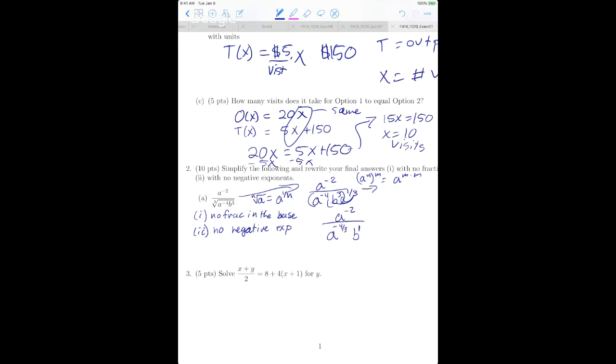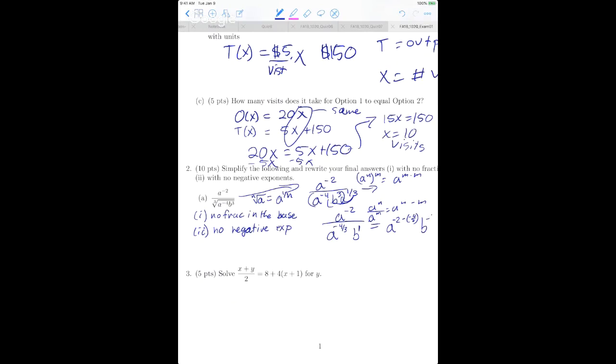Now I'm going to use this guy, right? a to the n divided by a to the m. Let me write that a little bit better for y'all. a to the n divided by a to the m. Well, that's a to the n minus m. Okay. So that means that what we really have here is a to the -2 minus -4/3.